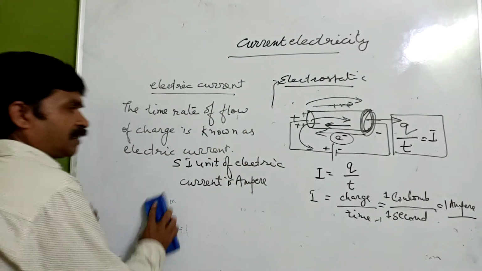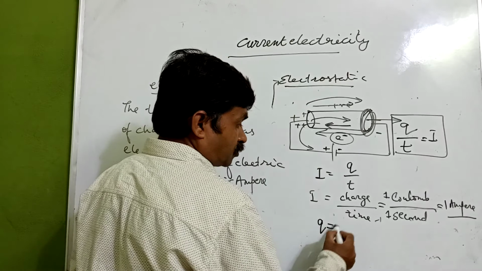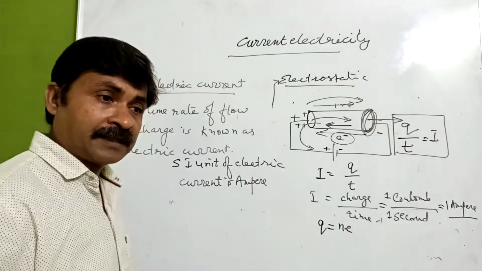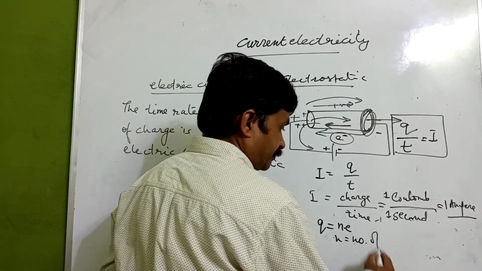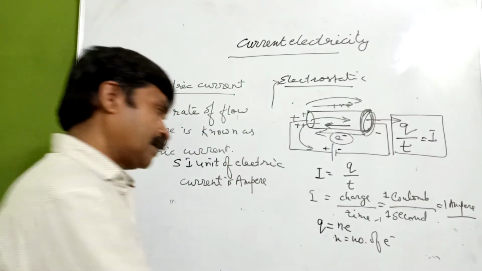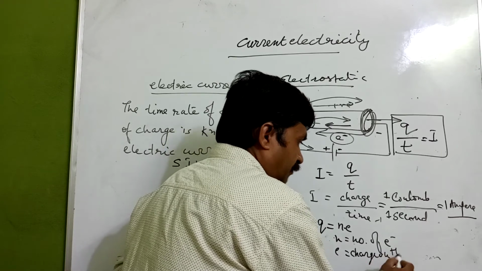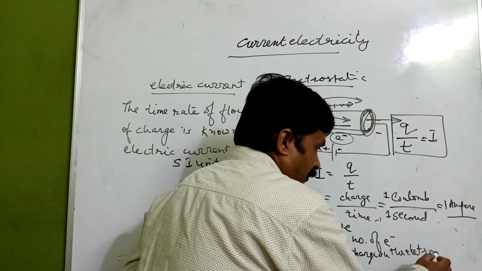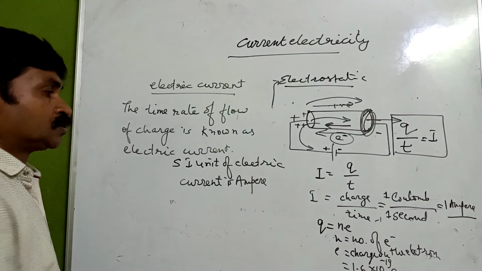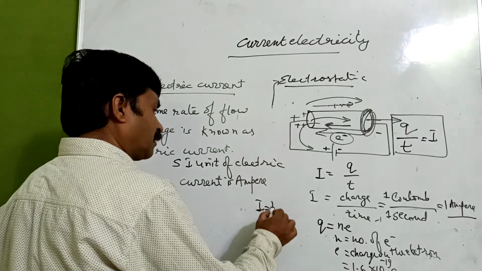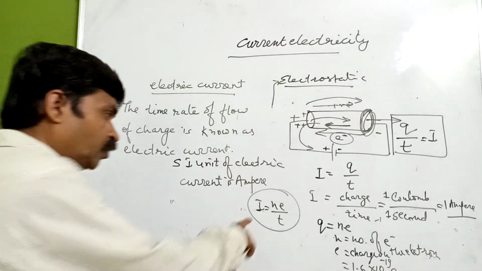Now here is the relationship. What is Q? We know that Q is equal to N into E by the quantization, where N is the number of electrons and E is the charge on the electron, which we take as 1.6 into 10 raised to the power minus 19 coulomb. So we can also say the number of electrons flowing in a second will give you the current.